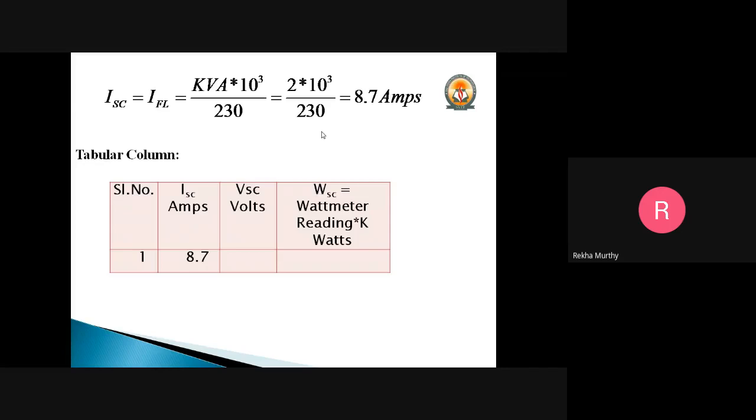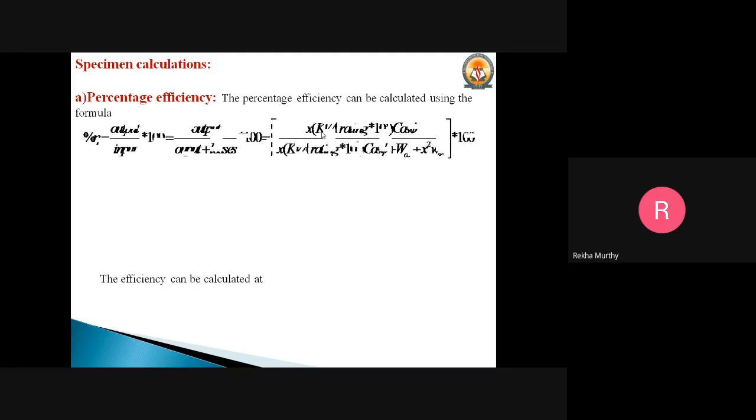Now we need to do the further calculations to plot the graph of the efficiency, and as well to determine the regulation. So we have obtained the core loss from the OC test and the full load copper loss from the short circuit test. Now let's move on with what will be the formula related with the efficiency. So efficiency is given by output by input into 100, or it can be given by output divided by output plus losses into 100. Then what is the output?